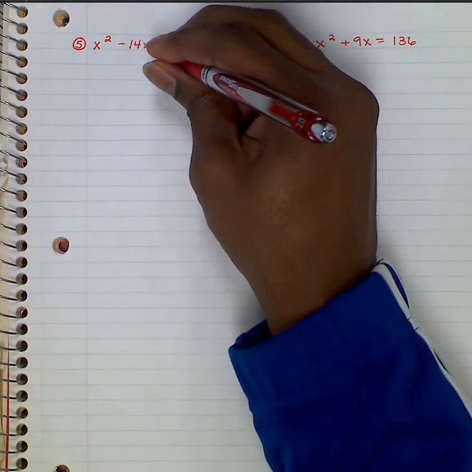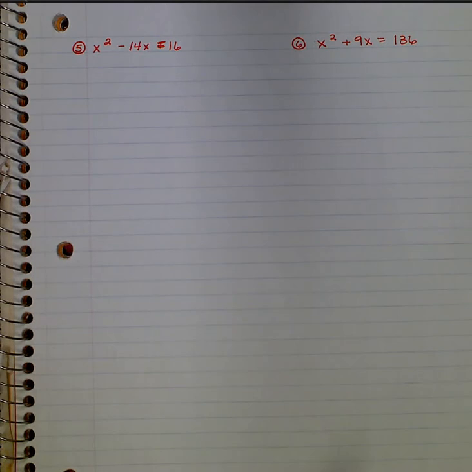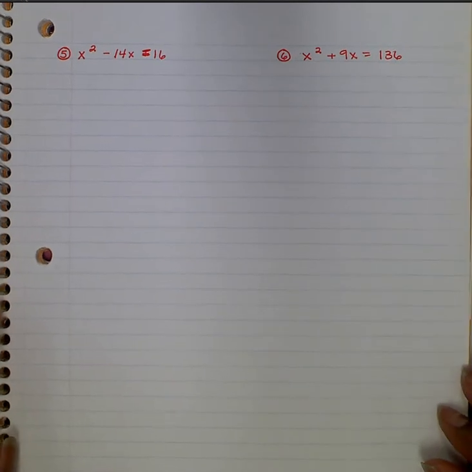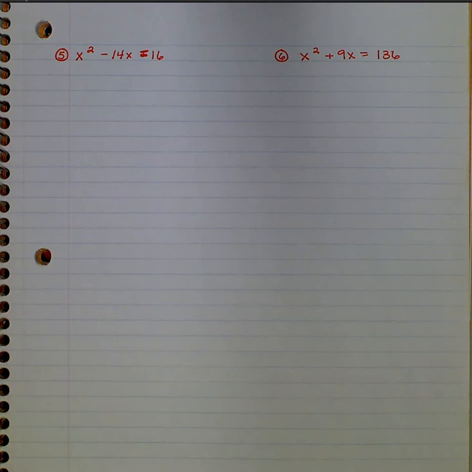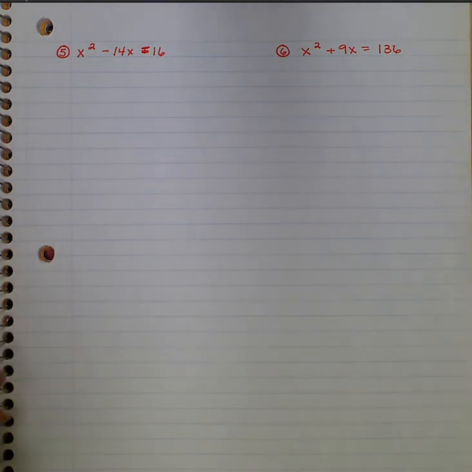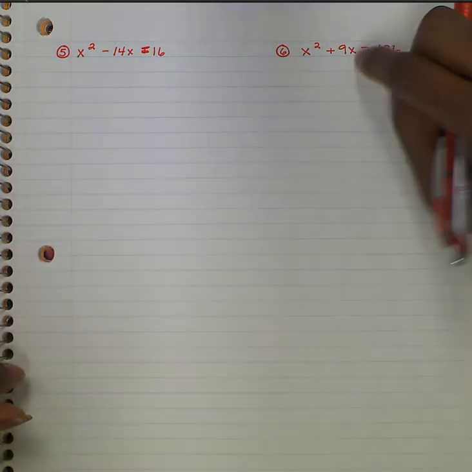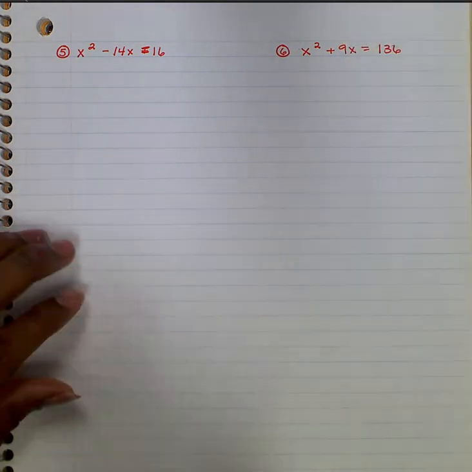You change that to equals 16, and then we can try this out. Alright, sorry about that. X squared minus 14x equals 16, and then we have x squared plus 9x equals 136. Try these out on your own, see if you got this. Number 6 might be a little bit confusing, but it'll be the same process, even though you'll have a decimal. Okay, so here we go, number 5.